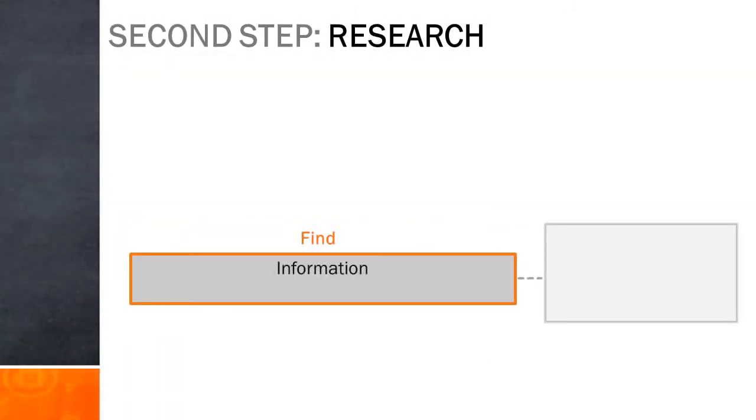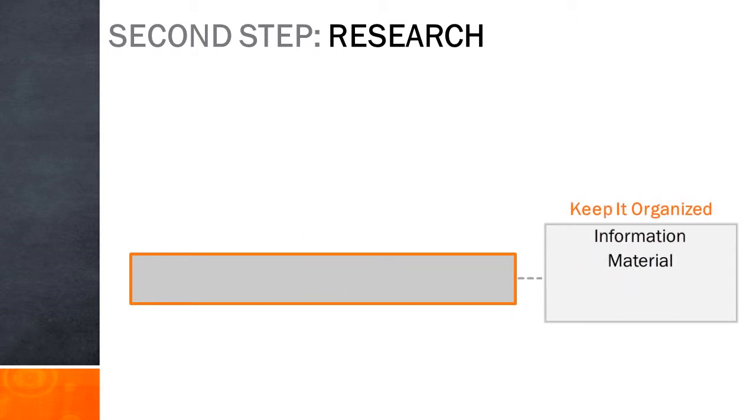Researching is pretty self-explanatory. This step involves acquiring whatever information you need to make your writing effective. Keep all of the information you find organized, so you can sort through it easier later on. Before moving to the next step, make sure you have all the material you need.